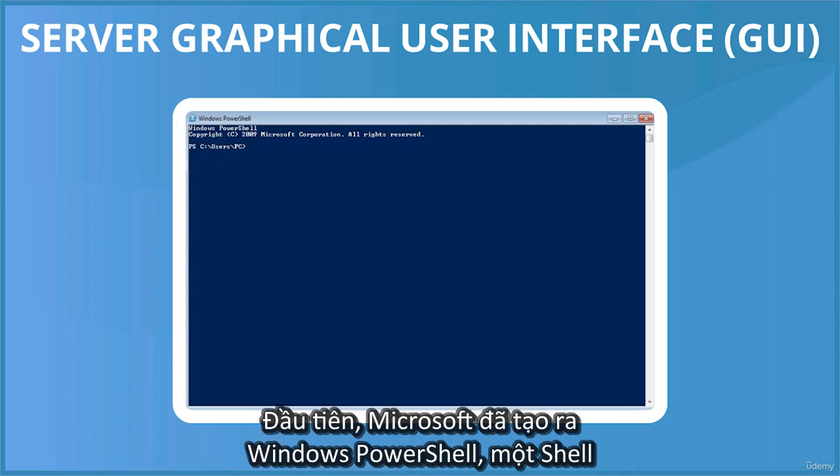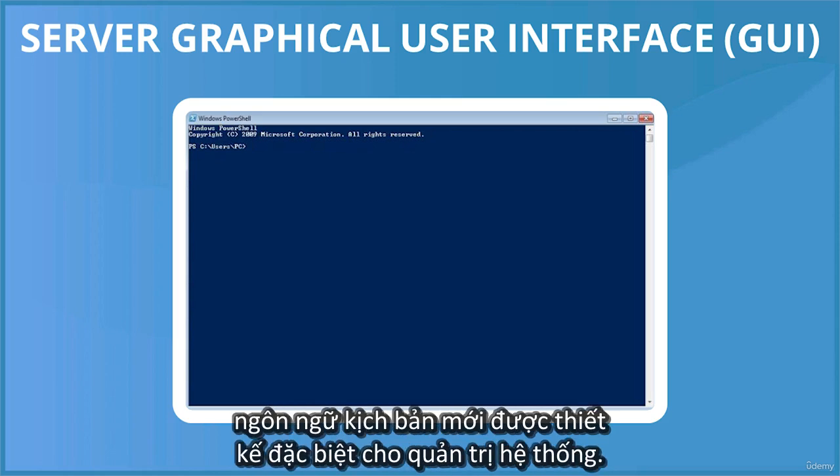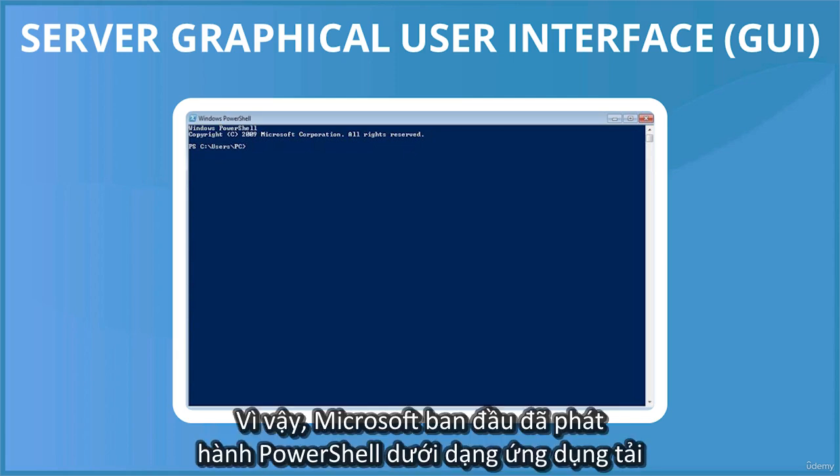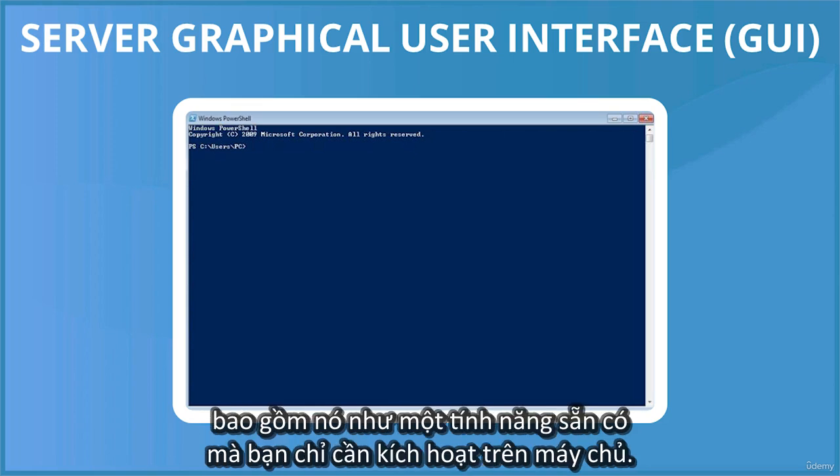First off, Microsoft created Windows PowerShell, a task-based command line shell, along with a powerful new scripting language that's designed especially for system administration. So Microsoft initially made PowerShell available as a downloaded application for Windows Server 2003, but then with Windows Server 2008, they included it as an inbox feature that you only needed to enable on the server.